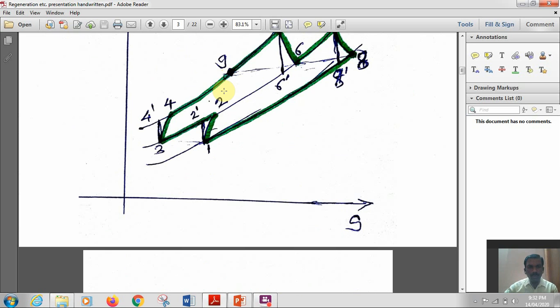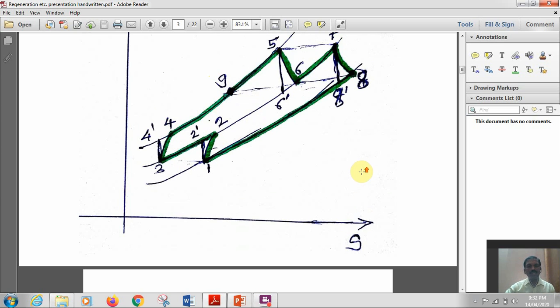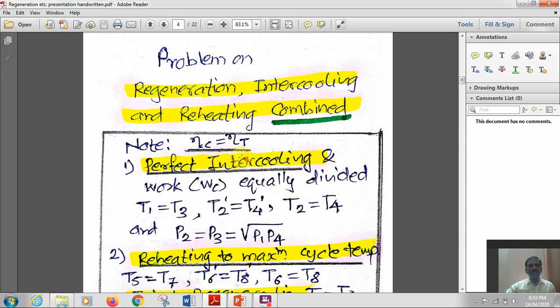Had the effectiveness of the heat exchanger been mentioned, this temperature would have been slightly lower, and from this ideal condition you would have calculated it with the help of the effectiveness formula: effectiveness of heat exchanger, let it be 0.7 or 0.75, is equal to this temperature minus this temperature divided by T9 minus T4, taking T9 equal to T8. Fine, but that complication is avoided. We'll see another numerical in which the effectiveness of the heat exchanger is also given. Now, I have explained the given data of the problem.